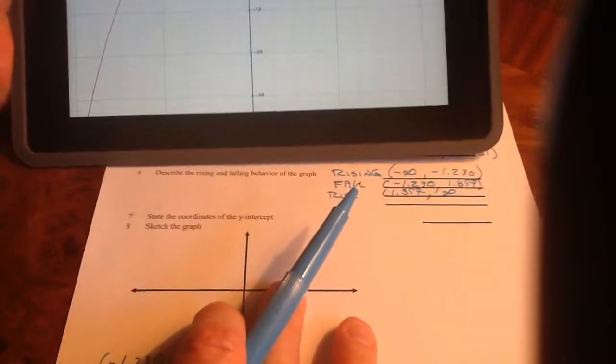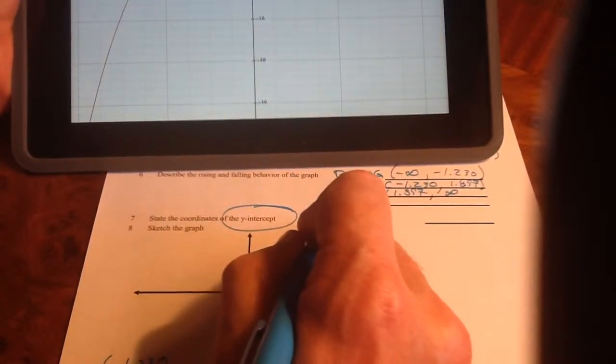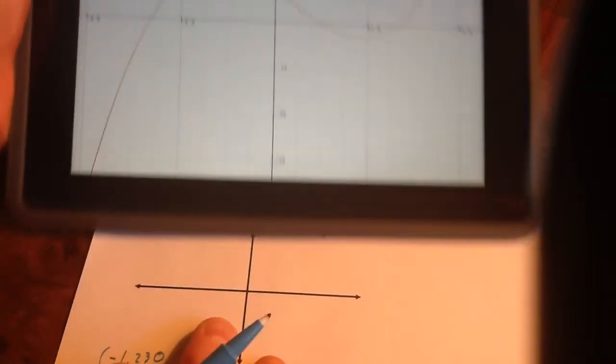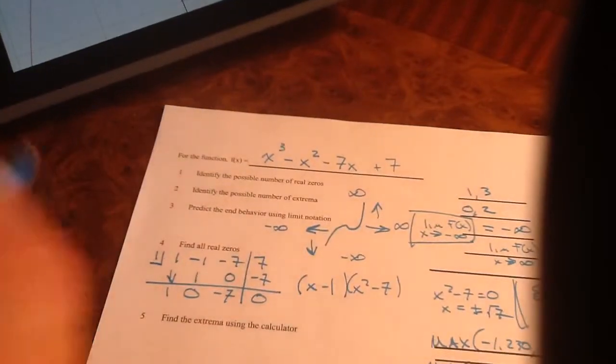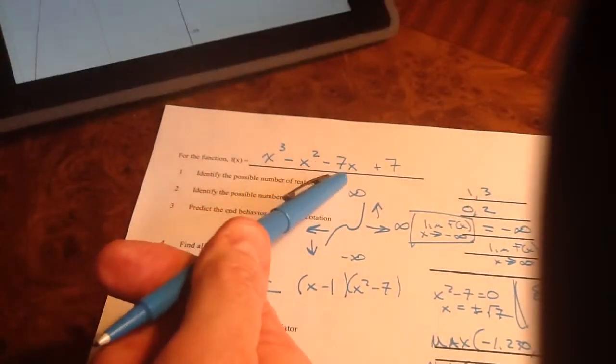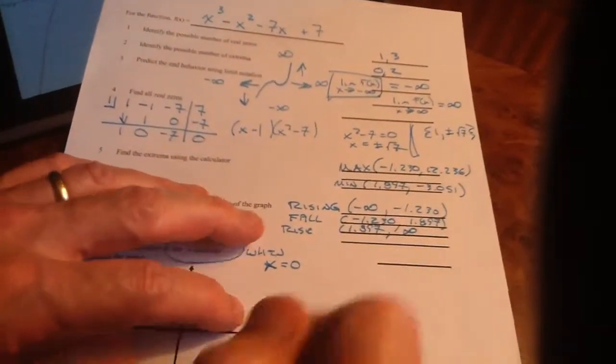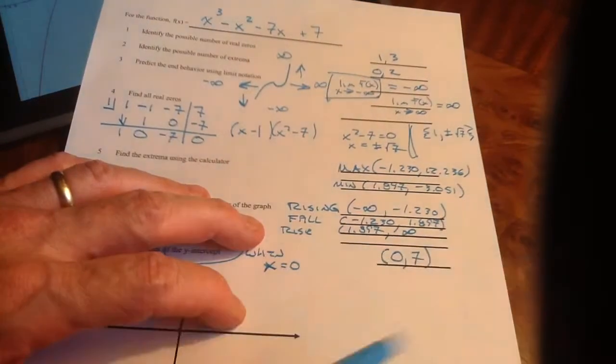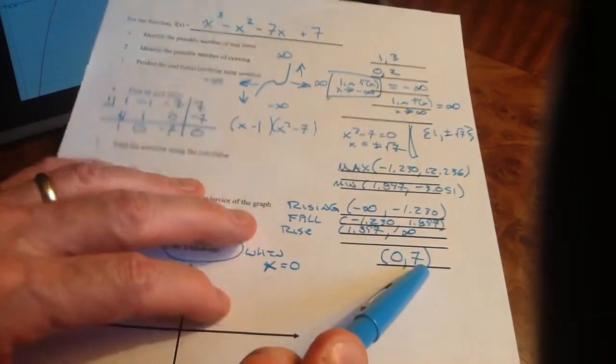State the coordinate of the y-intercept. As we know, the y-intercept occurs when x equals 0. So if I plug 0 into the original equation, that goes away, that goes away, that goes away, and that is the only thing left. So this is, I think maybe the easiest one on the page, 0, 7. When x is 0, y is 7.